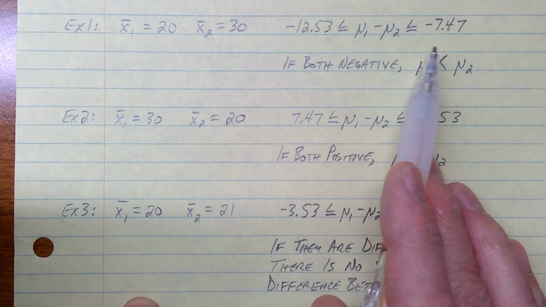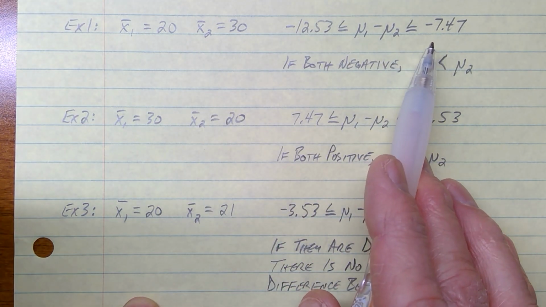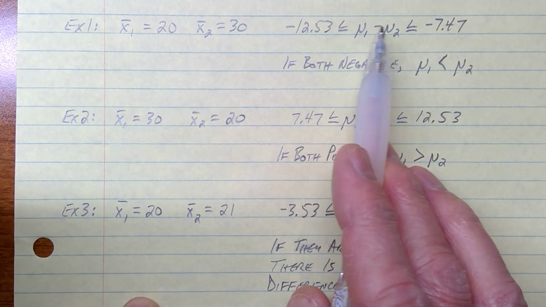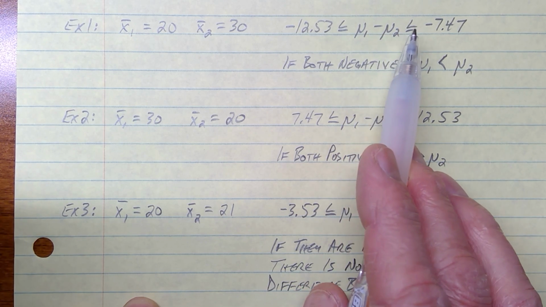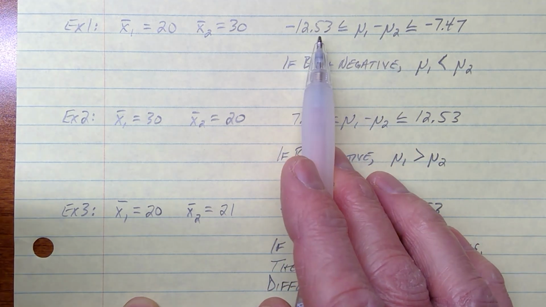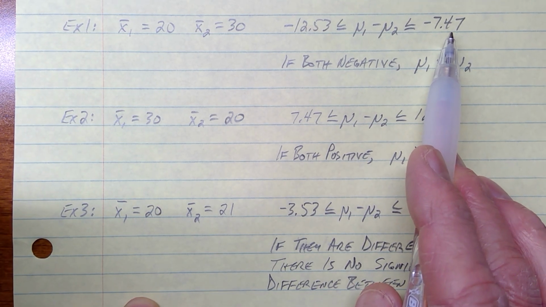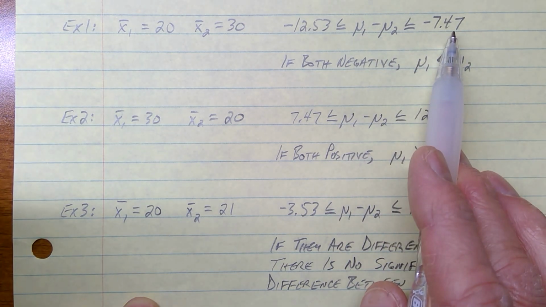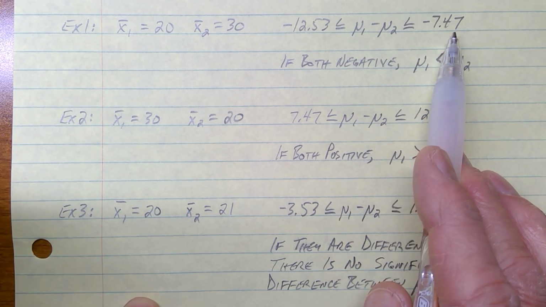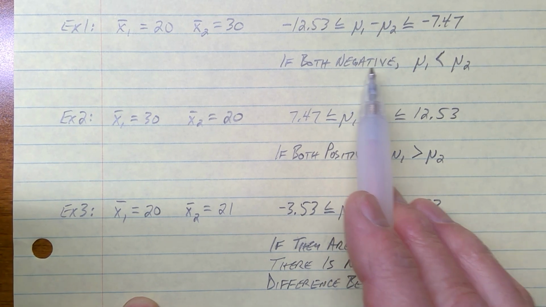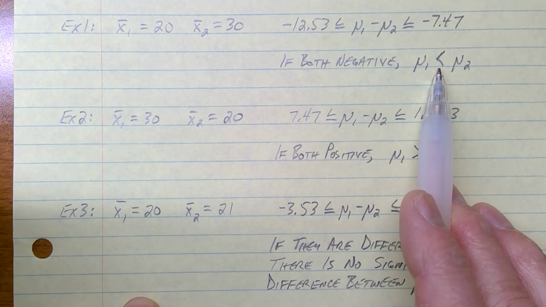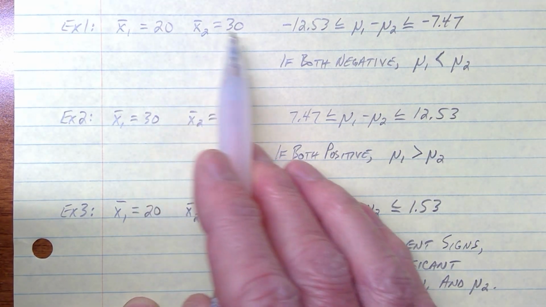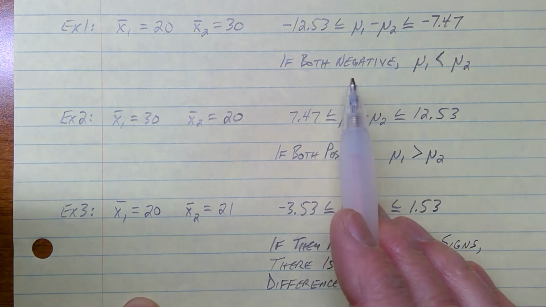Now, when we run it through the formula, and I'll show you how to do that in a minute, I just jumped to the end here and said, okay, the difference between the two population averages is between negative 12.53 and negative 7.47. The point I'm trying to make is that if both of these numbers wind up being negative after you run them through the formula, then we can say, yes, group 1 is significantly lower than group 2. You can't just look at it and know.